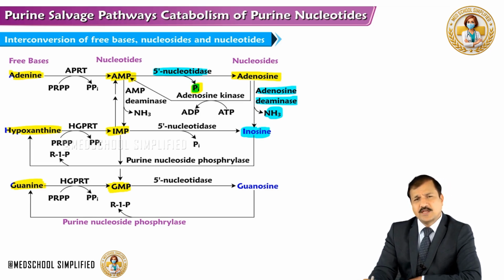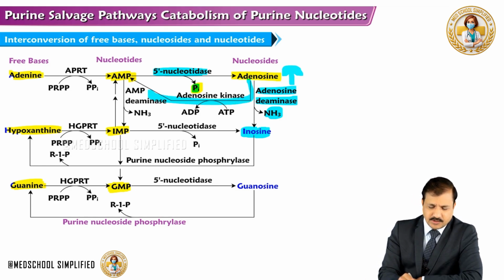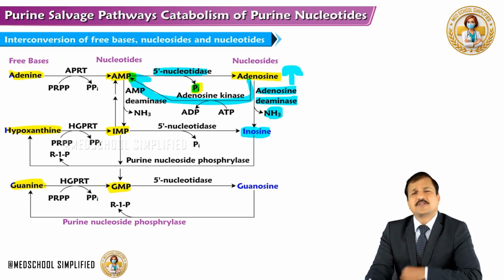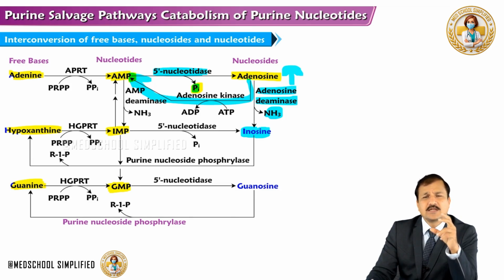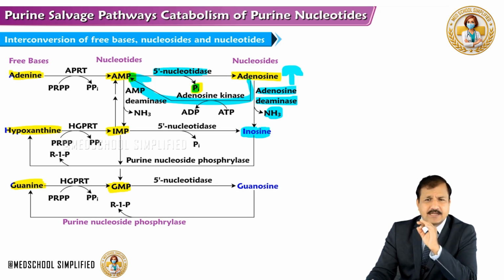And note that if there is any defect or deficiency in adenosine deaminase enzyme, it will lead to a rise in adenosine, and this adenosine can also be taken towards adenosine monophosphate by adenosine kinase enzyme. This is something we are going to see in adenosine deaminase deficiency, which is the cause for 50% of the cases of severe combined immunodeficiency disorder. We are going to talk about that in detail.